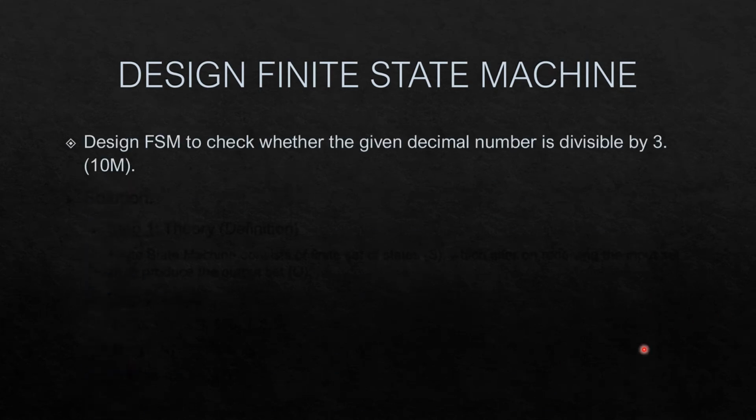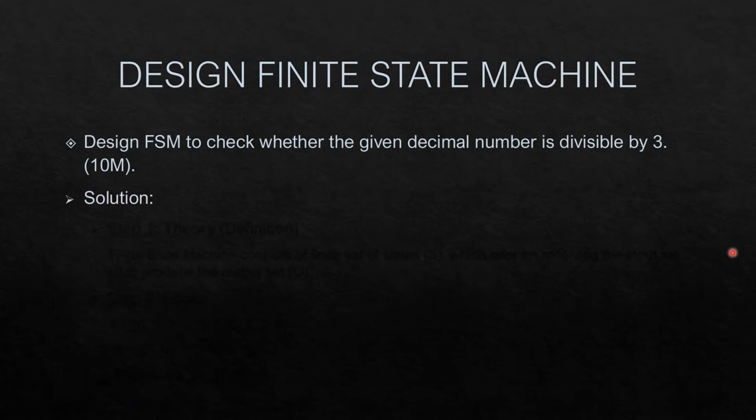Let's have a look at the question. The question says, design an FSM to check whether the given decimal number is divisible by 3 or not. So here, the question is clearly stating that we have to check whether the given input decimal number is divisible by 3 or not. We will come across other number systems such as binary number system, ternary number system, etc. But here we are beginning with the decimal number system, which is very simple to design. So let's begin the solution.